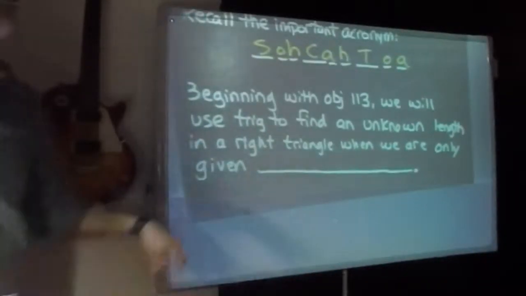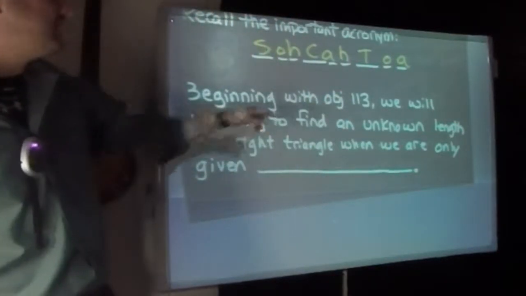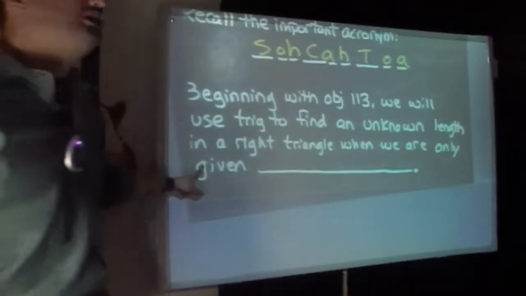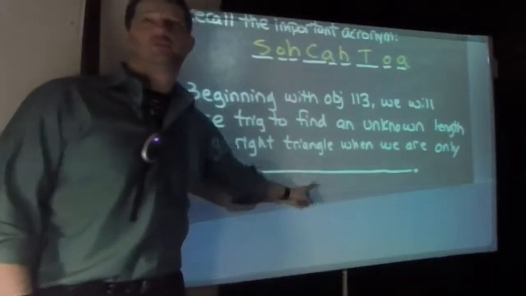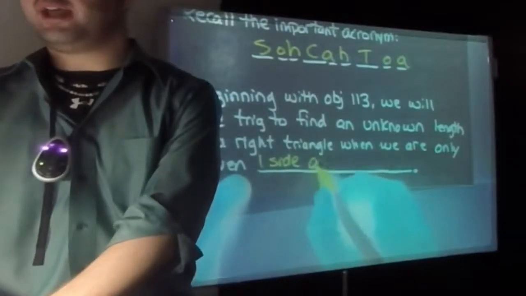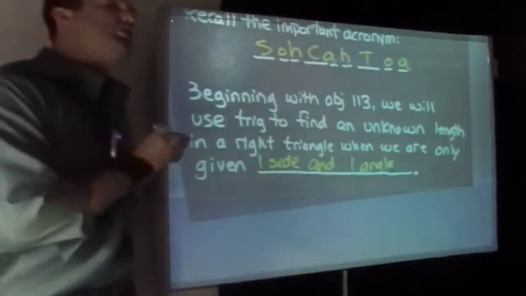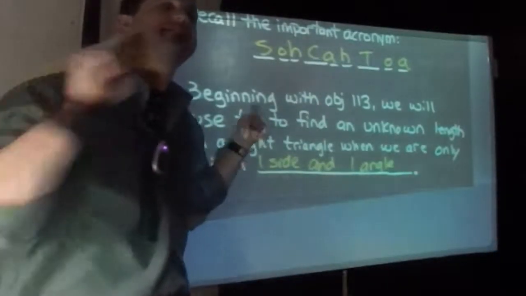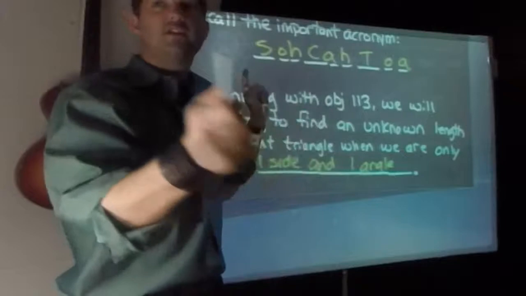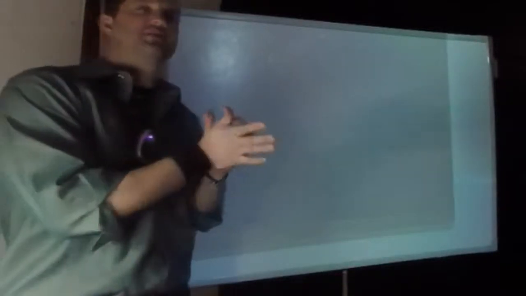Now, beginning with objective 113, we're going to start solving to find an unknown length in a right triangle when we're only given what information? One side and one angle. That is what's coming up next. You're going to be given one side in a triangle and asked to find another, and they will give you one acute angle as well. That's what we learn tomorrow, and that's SOHCAHTOA. I'm going to put that exercise on everybody who hasn't done it yet today.